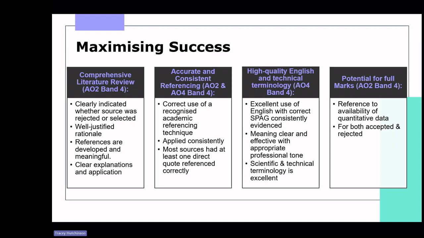And potential for full marks in the AO2. To achieve full marks for the first AO2 criteria, there could have been reference to the availability of quantitative data from all research sources discussed, including those that were rejected. While the review did score Band 4, a slight improvement in this aspect could have led to a perfect score for this criteria.